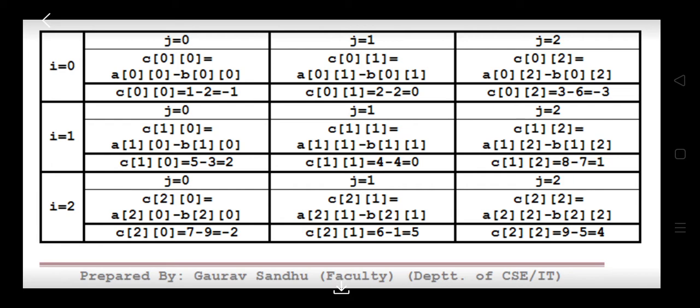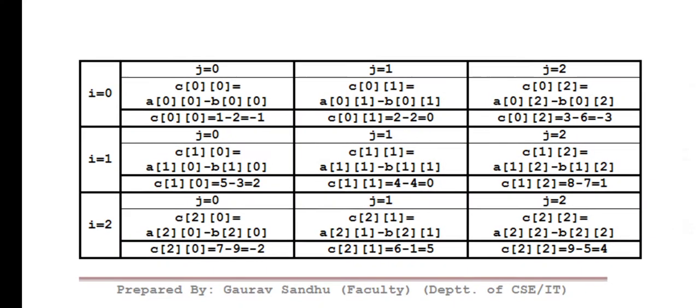When j is equal to 2 and i is equal to 0, this means that we will be working on C02. And the value of C02 will be calculated based on the values of A02 and B02. A02 is 3, B02 is 6, 3 minus 6 is minus 3, and minus 3 is stored at C02. Similarly, for i equal to 1 and i equal to 2. So all the 9 values will be calculated and the result will be stored in matrix C.